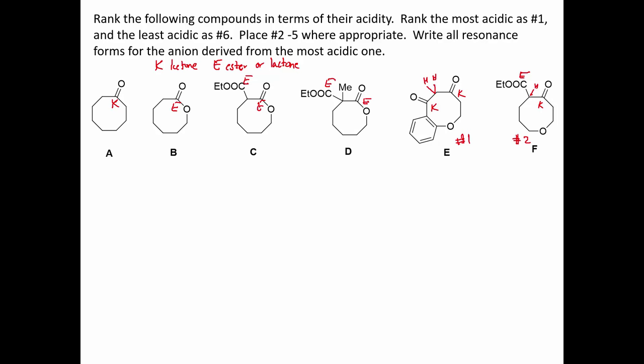Okay, we have two of them that, we're going to rank this one as number 3. This hydrogen here, if we remove it, we get an anion that's stabilized by two ester groups. I'm going to rank this one as number 4 because the anion would be next to a ketone. And this one is number 5. I'm saying carbanions, but remember that they're really enolates. And we're going to rank this one as number 6 because it's not acidic.